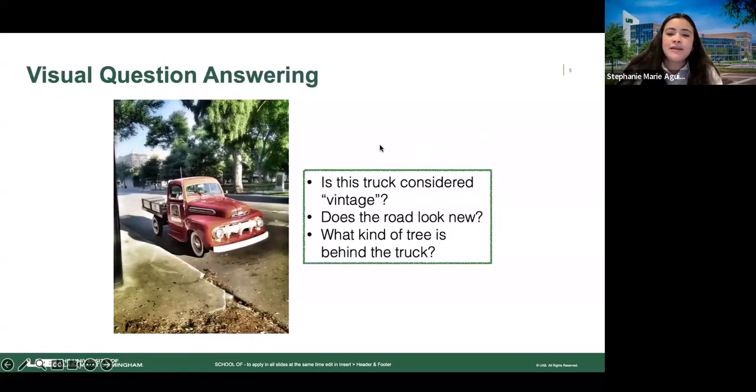And there's another way that you could consider an image and text, which is visual question answering. This is trying to capture the spatial answers that you could get from an image. So is this truck considered vintage, or does the road look new? It doesn't really look new other than behind. Or what kind of tree is behind the truck? Those are two types of image captioning that I want you to think about as we go into our lecture.